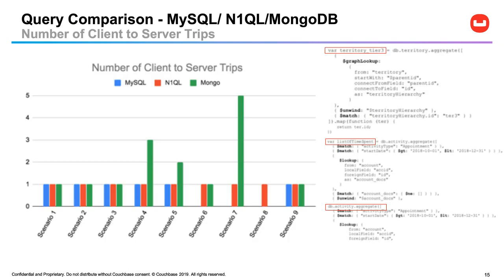Another dimension that they cover in the report is the number of client to server trips. Because with SQL and NoSQL, it's a query language, so you only write one query and you give it to the server, and the server will process and return the result. So in all of the scenarios, MySQL and NoSQL only require one single trip, i.e. you submit to the server and that's it, you get the result back. But anything a little bit more complicated, then you will have to break the query down into multiple components. Scenario 4 here requires 3 different trips.